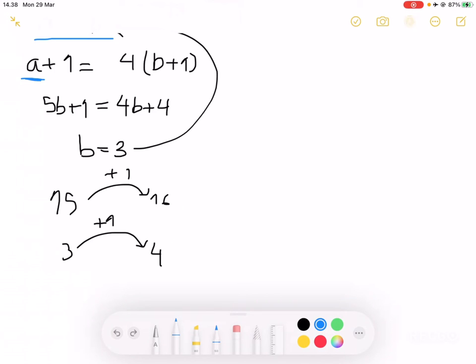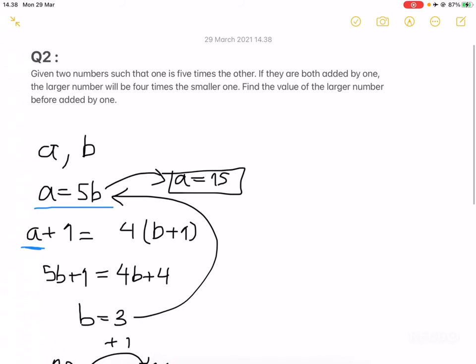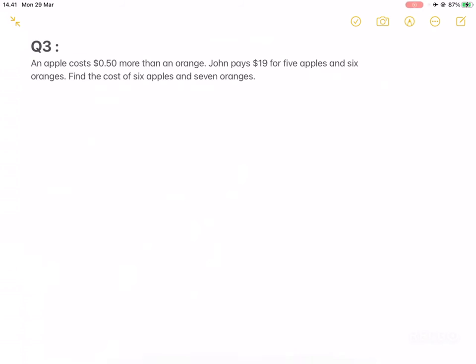So yeah, that is question 2. And let's jump into question 3. For question 3, it is yet again a word problem. An apple costs half a dollar more than an orange. John pays $19 for 5 apples and 6 oranges. Find the cost of 6 apples and 7 oranges.